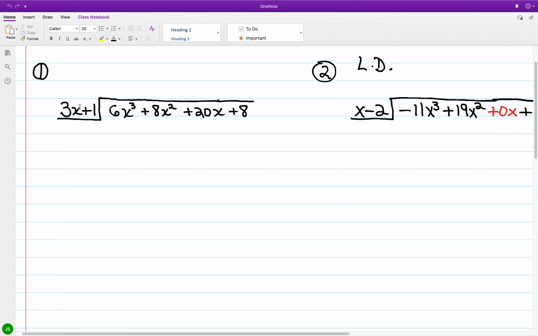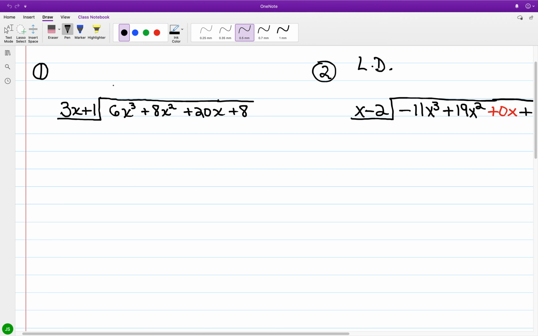Getting right to it. We have 3x plus 1 as the divisor, and our 4-term polynomial will be the dividend. Looking at establishing the quotient, both the divisor and the dividend are in descending degree order. For the first term of the quotient, we'll take the first term of the divisor into that of the dividend. So 3x into 6x cubed is going to be 2x squared.